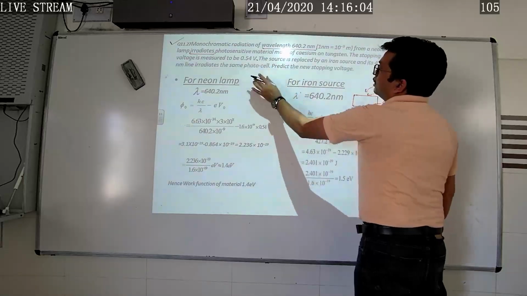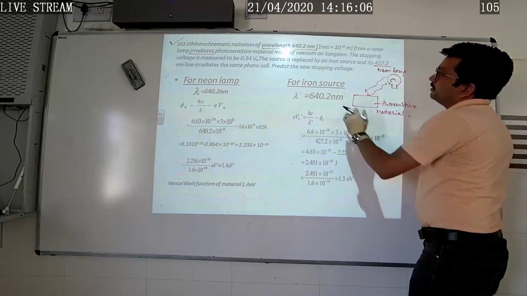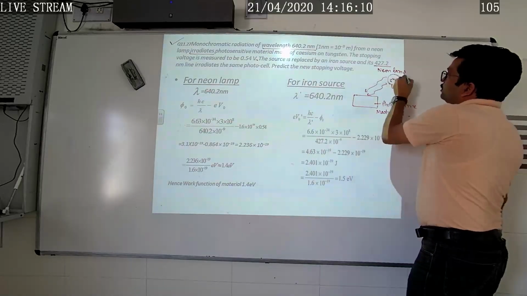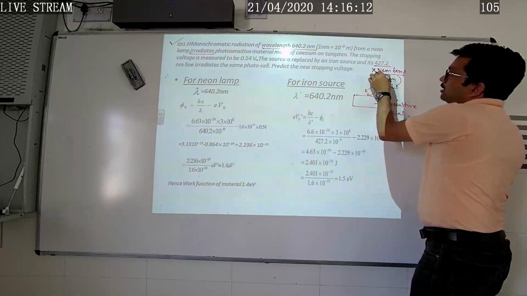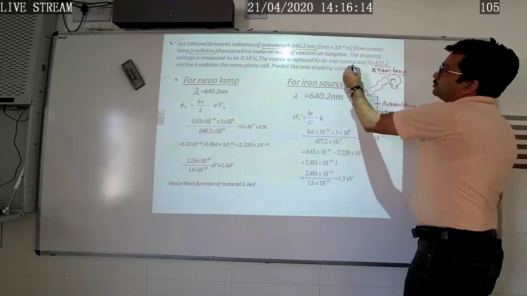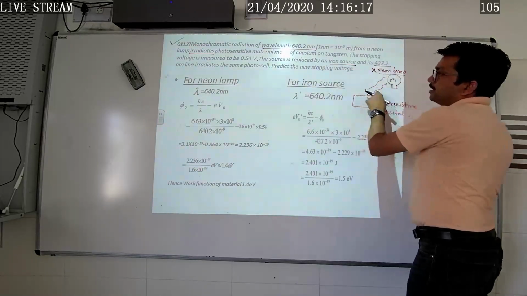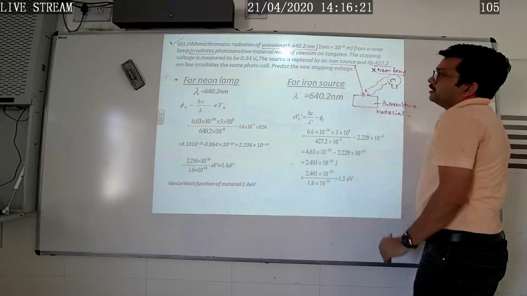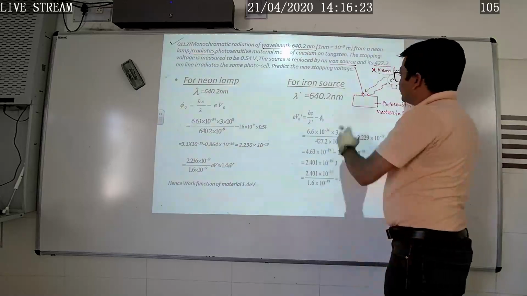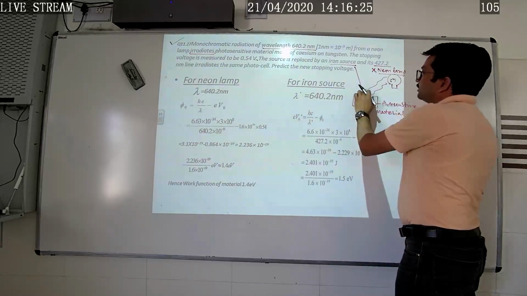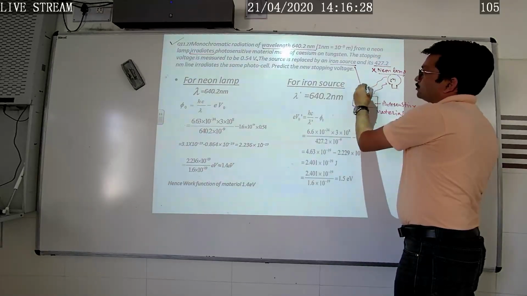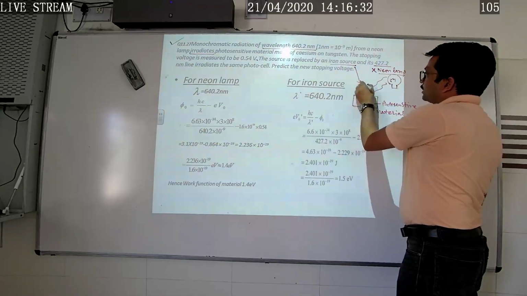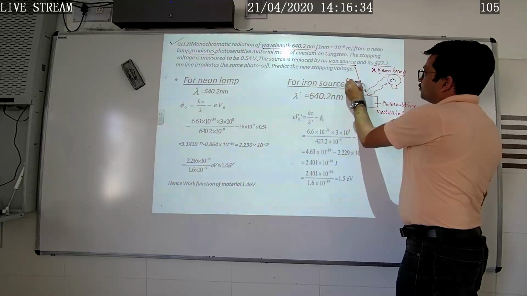This was the first part, so we have to calculate here. After that, the source is replaced by the iron source. Now this neon lamp is removed and replaced with this iron source, having this wavelength. It radiates the photocell. We have to predict the new stopping potential. Now this radiates the photocell. In the first case, it was radiating like this. Here it is our photocell.